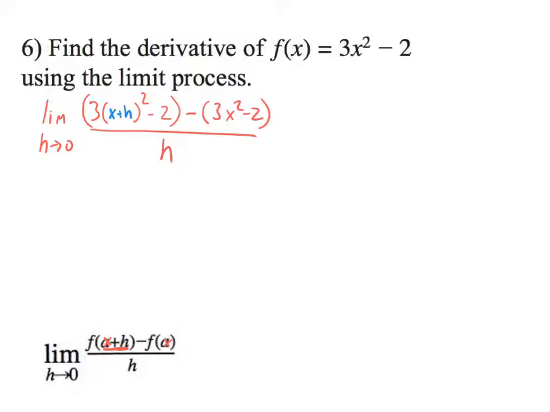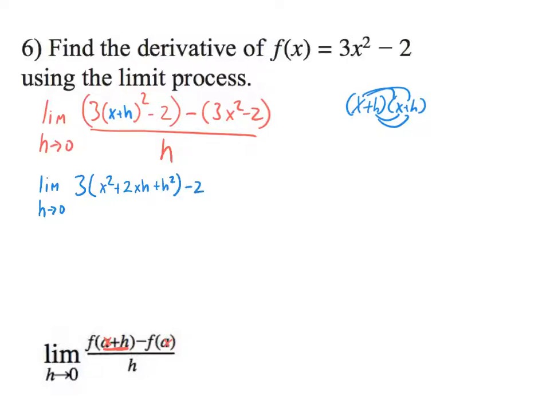Well, watch what happens. We're going to keep the limit sign as h approaches 0. And we're going to get 3, and then we're going to FOIL out x plus h times x plus h. If we multiply it out like this, we'll end up with x squared plus 2xh plus h squared minus 2. All right, and then we're going to distribute this negative. That gives us negative 3x squared plus 2. All right, and this is all still over h.